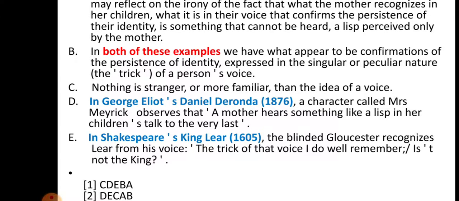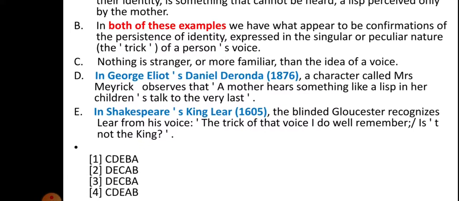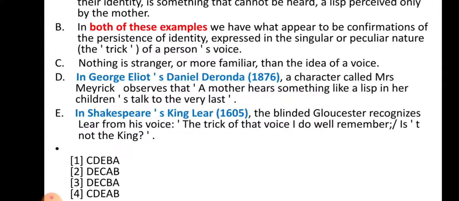When I say both of these examples, naturally I am referring to some examples here. Where are those examples? Look at option D. There is something called "in George Eliot's Daniel Deronda". It's a work, actually. And then "in Shakespeare's King Lear". So there are two examples. Now this option B is referring to these two examples.